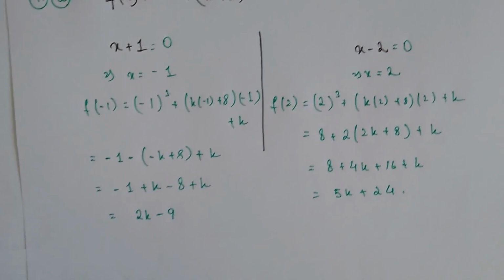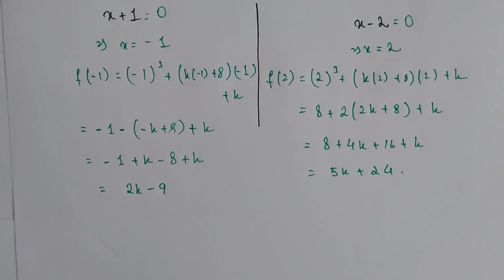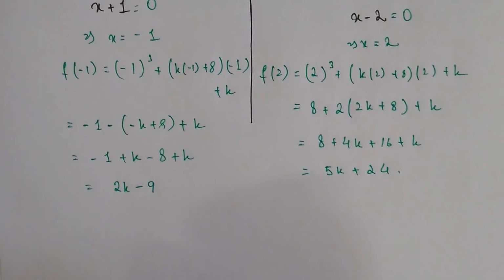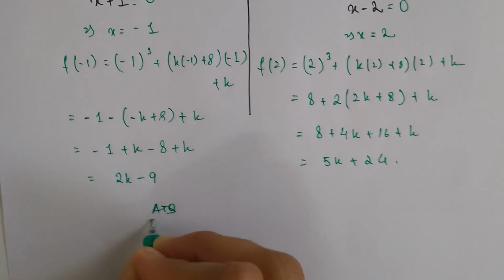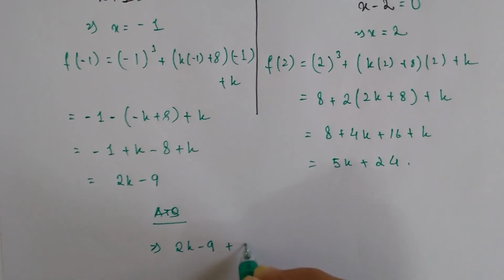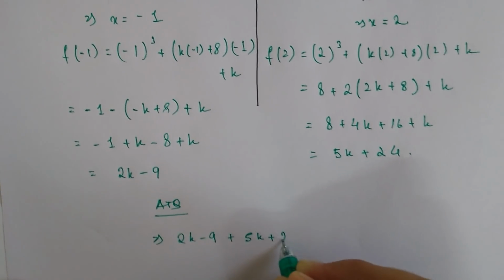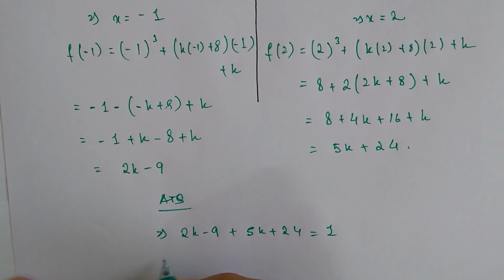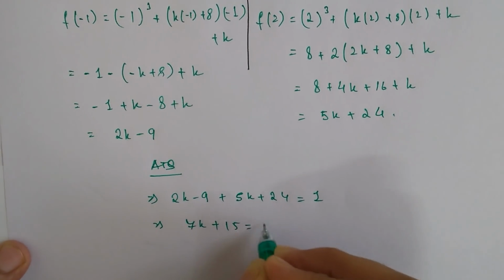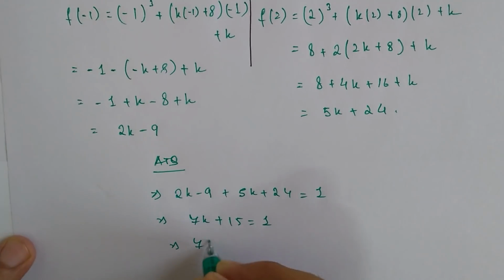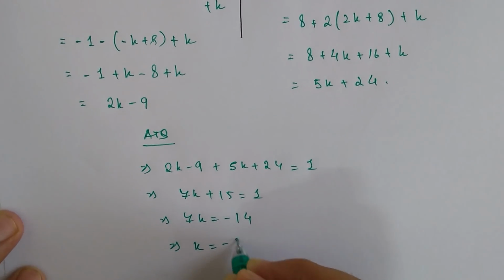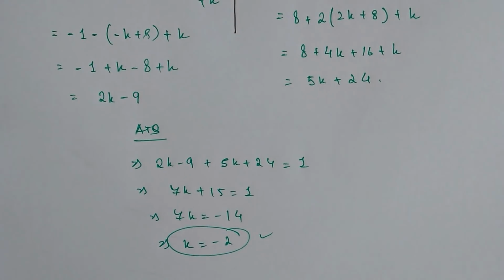Okay, now we have to also find the value of k if the sum of both the remainders is 1. Let's do that. So according to the question, the sum of both the remainders, that means 2k minus 9 plus 5k plus 24 is equal to 1. Therefore 7k plus 15 is equal to 1. Therefore 7k is minus 14 and k is minus 2. So minus 2 is your answer.